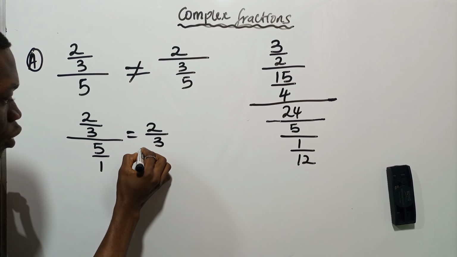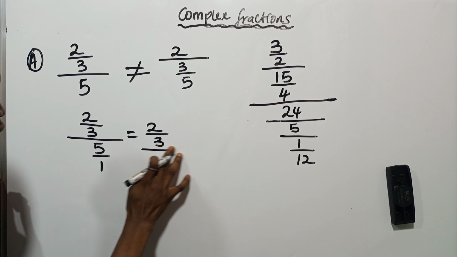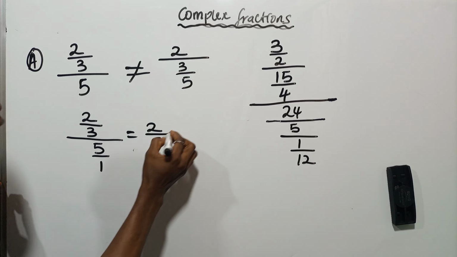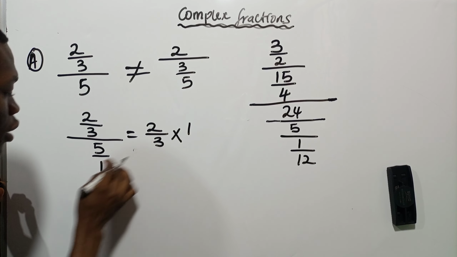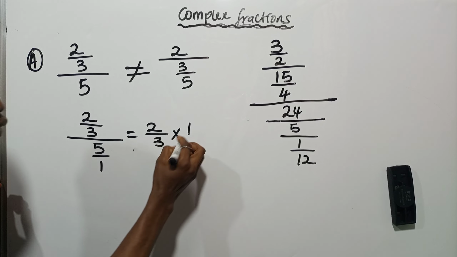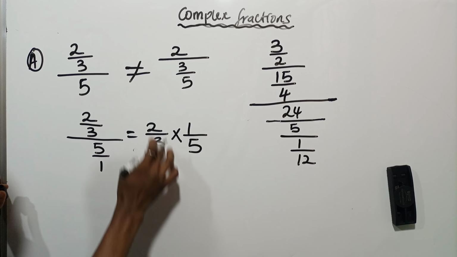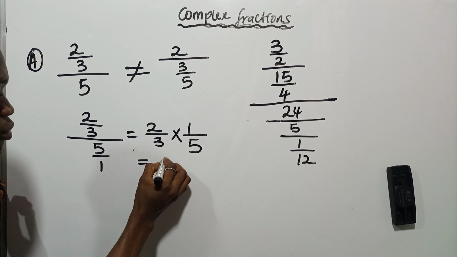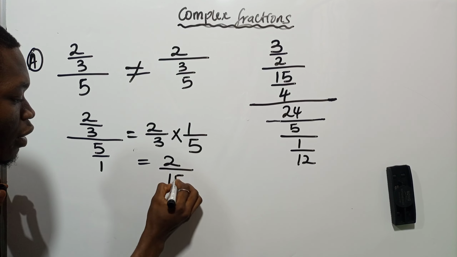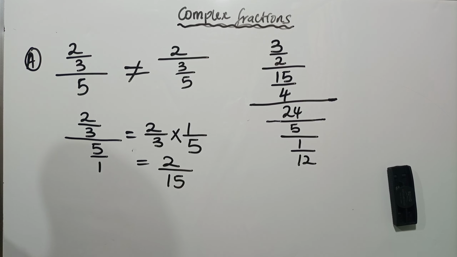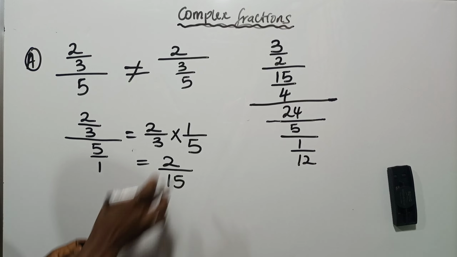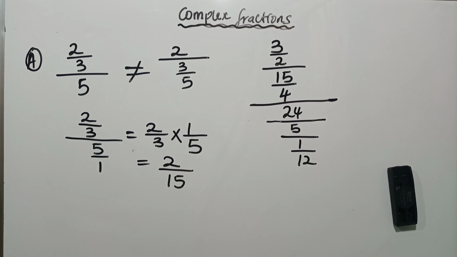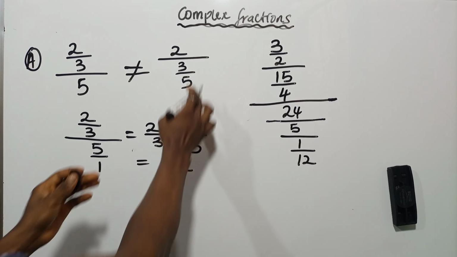So this will now give us what? 2/3 all over, sorry, the division will change to multiplication, so it will be times, the 1 will go up, the 5 will go down. 5 all over 1. 2 times 1 is what? 2 all over 15. You understand? So this is your what? Answer. Now let's solve this one. I hope you can see the down. Okay, let's solve this one.